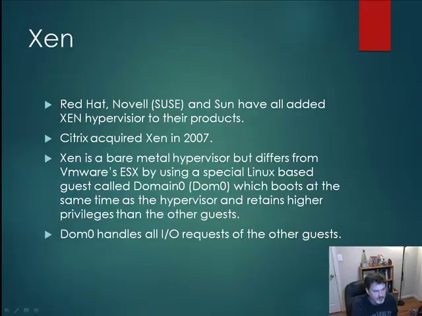But there is a difference with Xen over VMware's ESX because it's going to be using a special Linux-based guest which we call a DOM0, or domain 0.